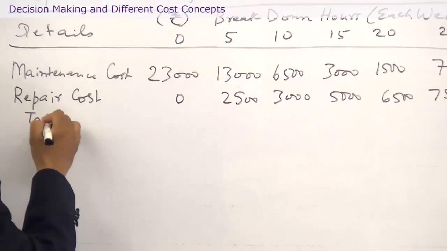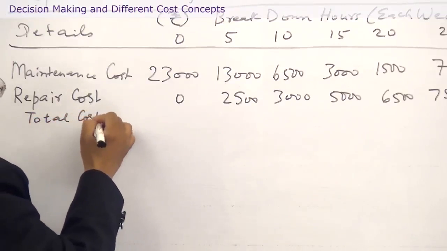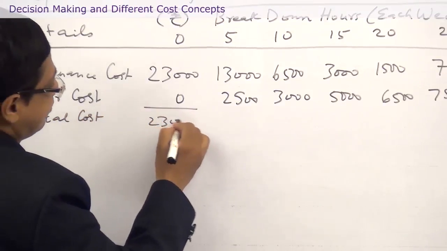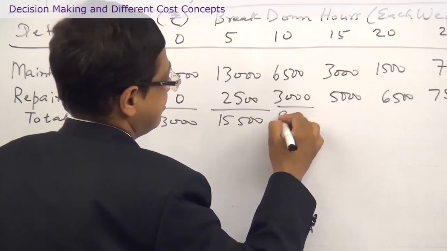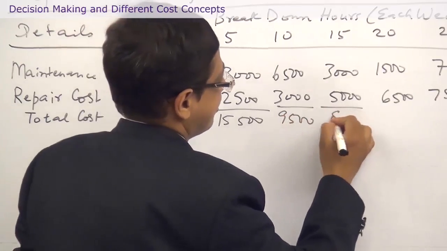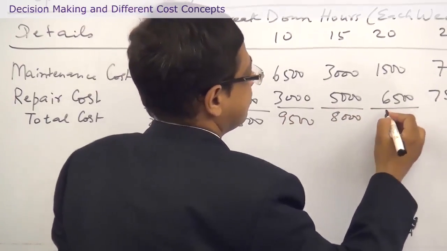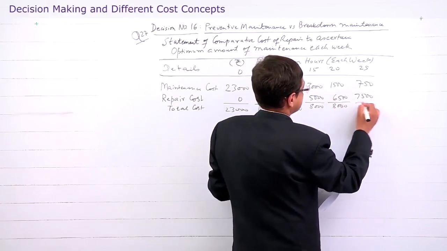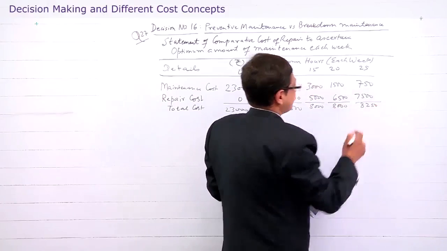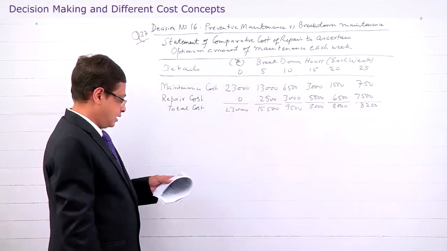So what is the total cost? If you add them, 23,000, 15,500, 9,500, 8,000, 8,000, 8,250, right?